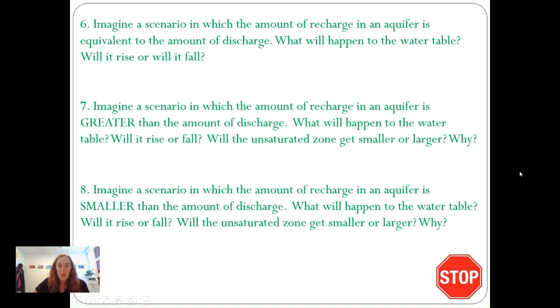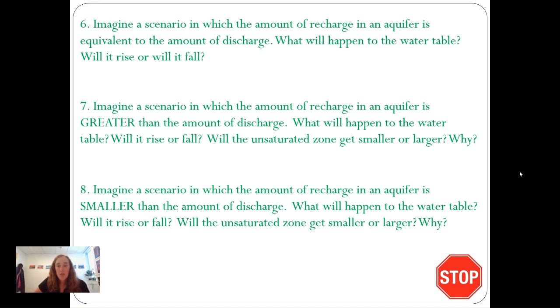So we're going to finish up with some questions. They're all listed here in tandem, but I'll read them out to you. Question 6 on the quiz: imagine a scenario in which the amount of recharge in an aquifer equals the amount of discharge. What will happen to the water table? Will it rise, will it fall, or will it stay the same? Question 7: imagine a scenario in which the amount of recharge is greater than discharge. Will the water table rise or fall, and why? And then question 8: imagine a scenario in which recharge is smaller, less than discharge. Will the water table rise or will the water table fall, and why?